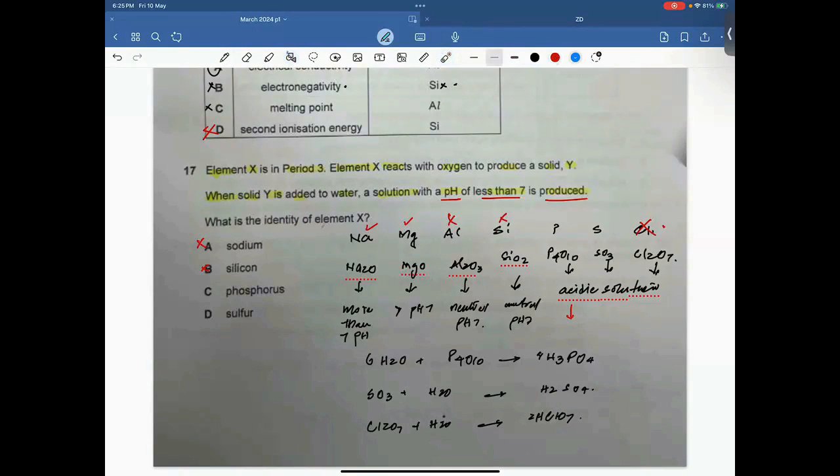When element X reacts with oxygen, it produces solid Y. So sulfur trioxide is basically a gas at room temperature and pressure, so I will cancel this equation also. So the right answer is going to be C, because P4O10 is a solid at RTP. That's very technical. Solid.